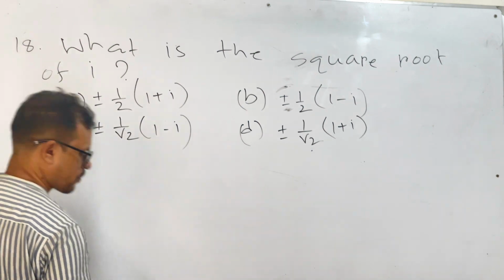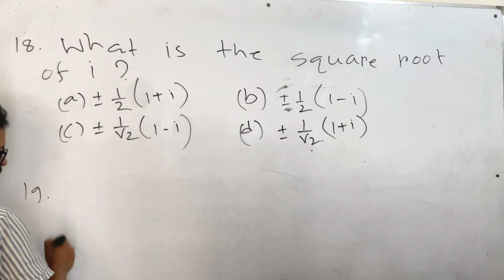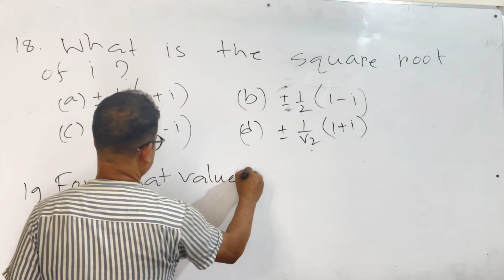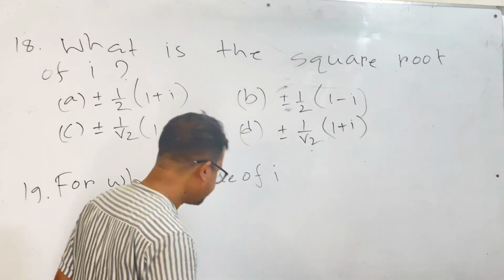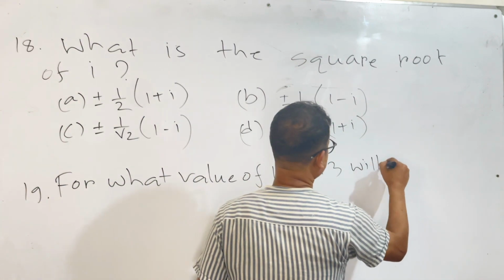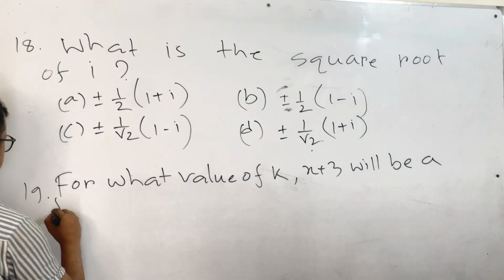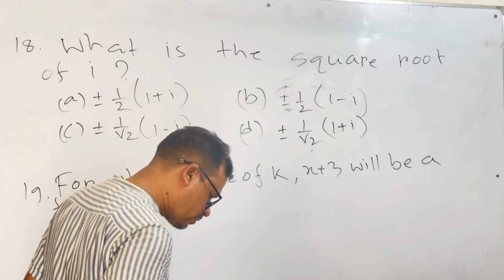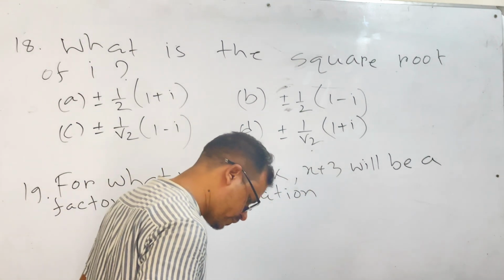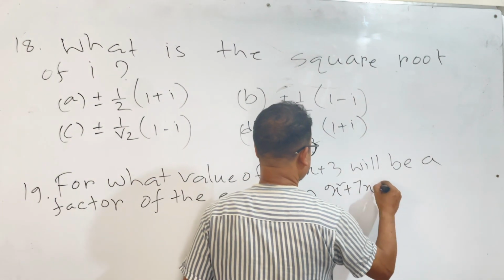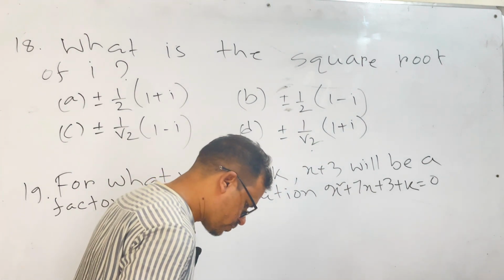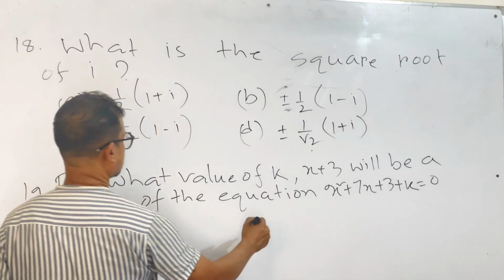Now 19. Question 19 says, for what value of k will x plus 3 be a factor of the equation x square plus 7x plus 3 plus k equal to 0? A, 33; b, minus 9; c, 9; d, 33.